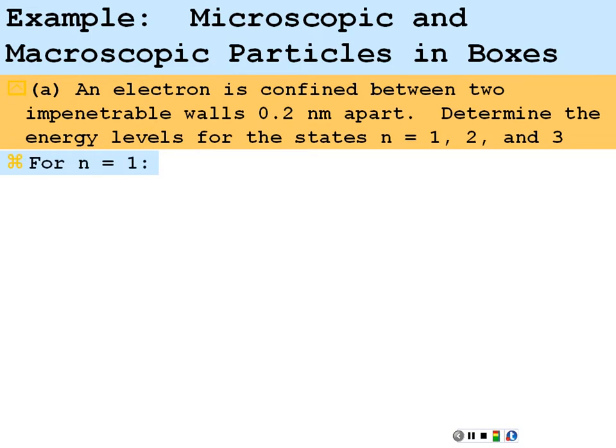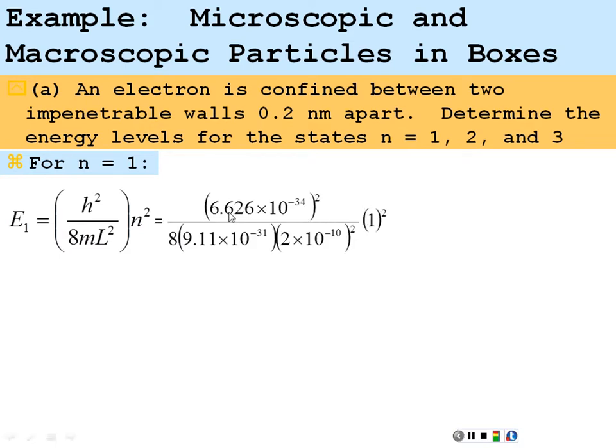Well, we just solved a particle in the box, so the energy for the n equal 1 state would be equal to Planck's constant, 6.626 times 10 to the minus 34, squared, over 8 times the mass, in this case an electron, 9.11 times 10 to the minus 31 kilograms, times L, which is 0.2 nanometers, which is 2 times 10 to the minus 10 meters, squared, and our quantum number n is 1 for the ground state.